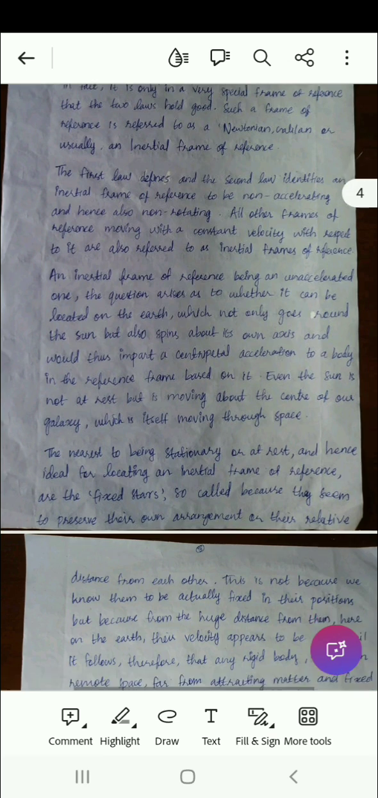The first law defines and the second law identifies an inertial frame of reference to be non-accelerating and hence also non-rotating. All other frames of reference moving with a constant velocity with respect to it are also referred to as inertial frames of reference. An inertial frame of reference being an unaccelerated one, the question arises as to whether it can be located on the Earth, which not only goes round the Sun but also spins about its own axis, and would thus impart a centripetal acceleration to a body in the reference frame based on it.